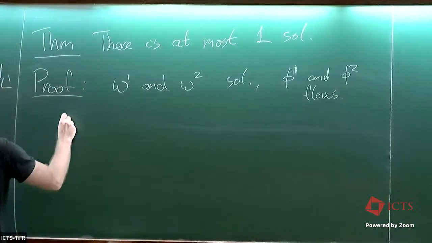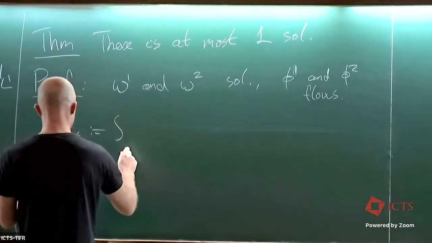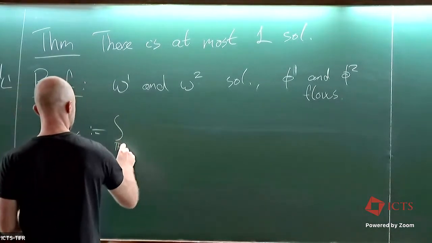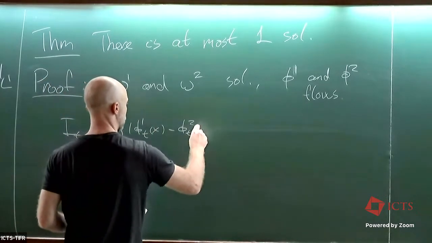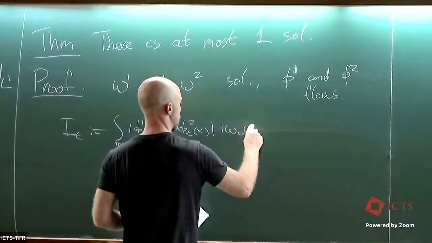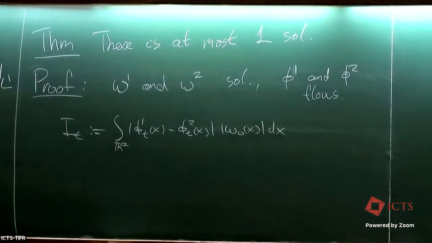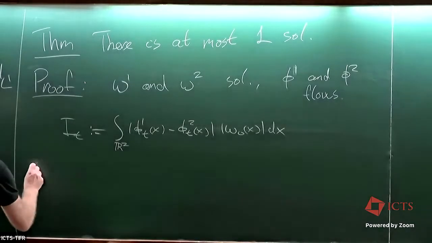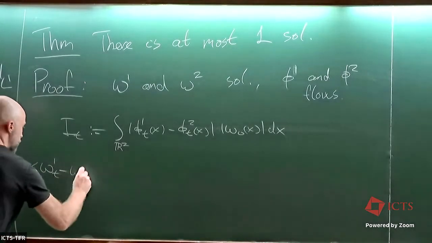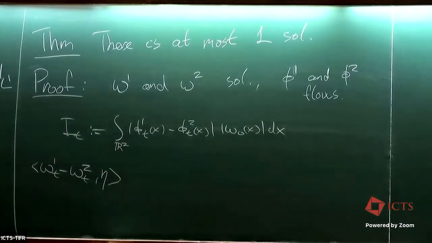Now let's define this quantity. I_t, I define it to be the integral in space of the difference between the flows, integrated against the initial condition. Okay? So let's take our vorticities, integrated against some test function, eta.